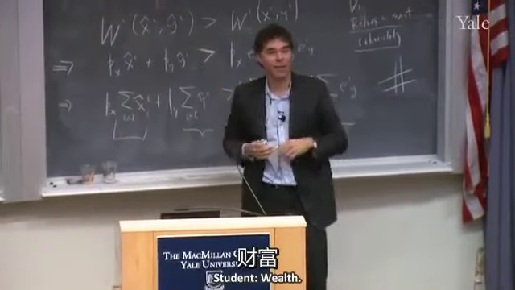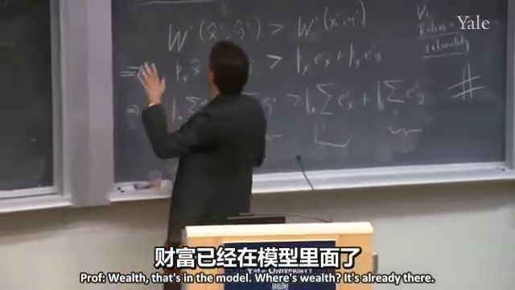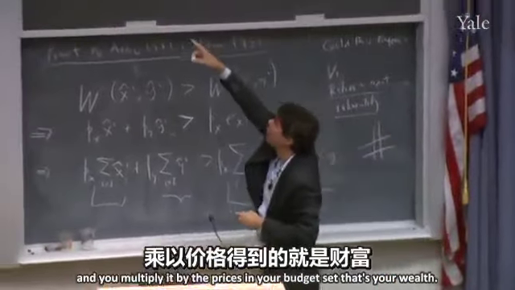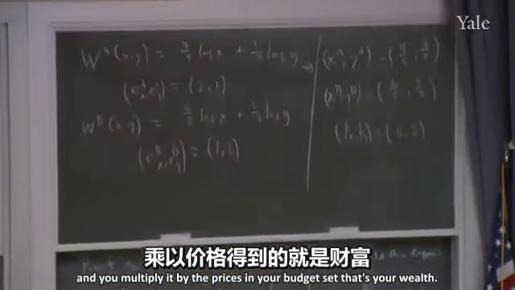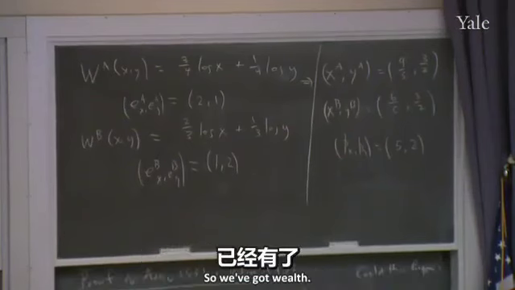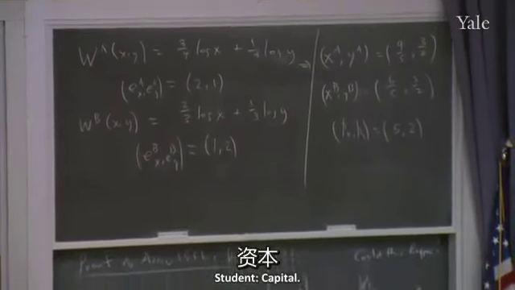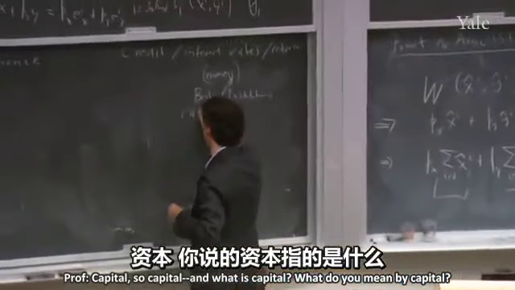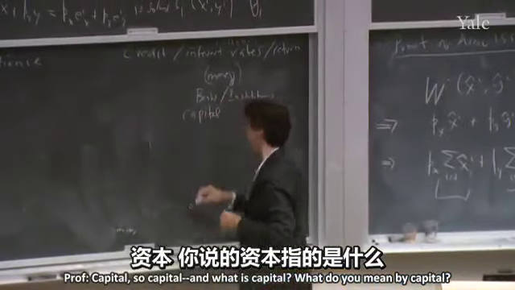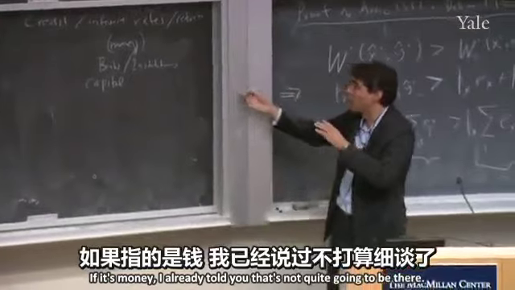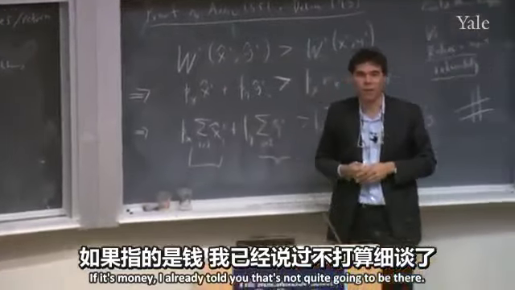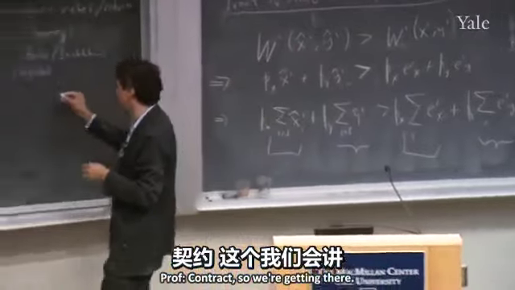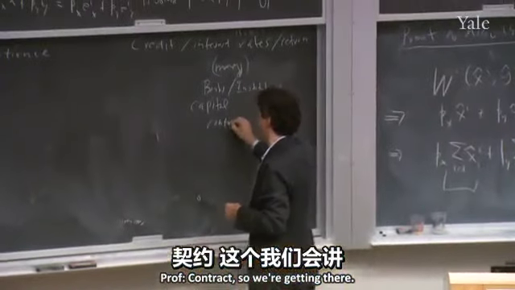Come on. Yes. Wealth. Okay, that's in the model. Where's wealth? It's already there. So when you take your endowment and you multiply it by the prices in your budget set, that's your wealth. So wealth is already, we've got wealth. Capital. Okay, so capital, and let's say, and what is capital? What do you mean by capital? If it's money, I already told you that's not quite going to be there. So contract, well, okay, so we're getting there. Contract.